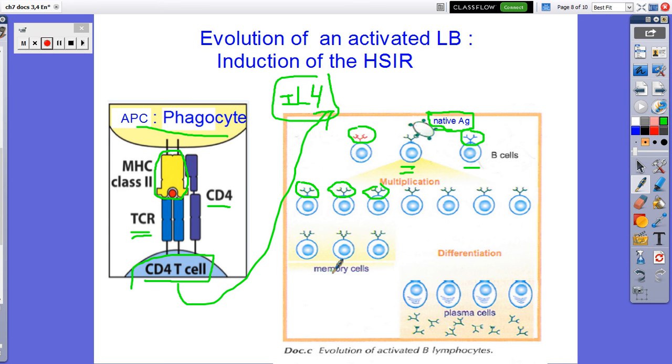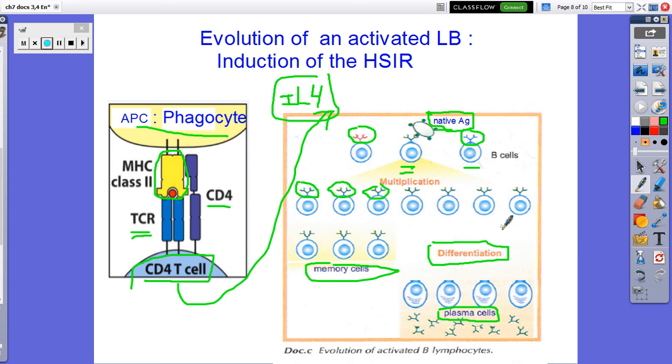Among these cells, some develop into memory cells that play a role during a possible second contact with the same antigen after several years. And the other B cells undergo differentiation by acquiring new characteristics in order to be effector cells. These cells, having a short lifetime, differentiate into plasma cells. These plasma cells are antibody secreting cells, and hence the humoral specific immune response is developed.